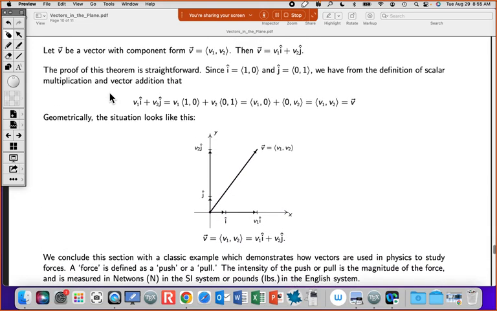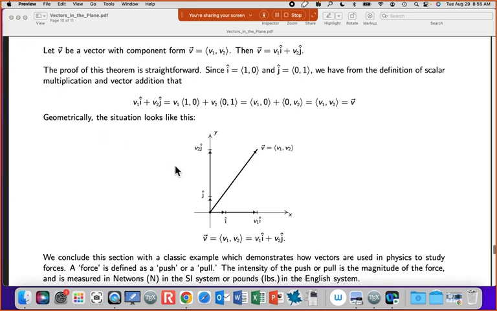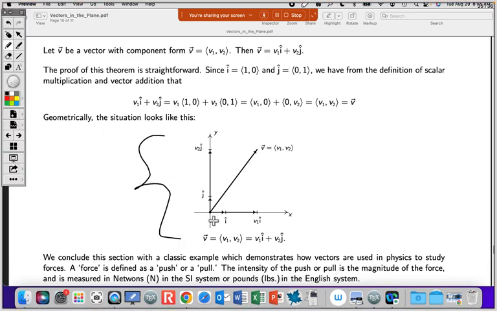And so here's what's happening here. Here's the picture that goes with that. You've got your i hat, and then you scale it by the v1. You've got your j hat, you scale it by the v2, and then you add those together, there's your resultant.